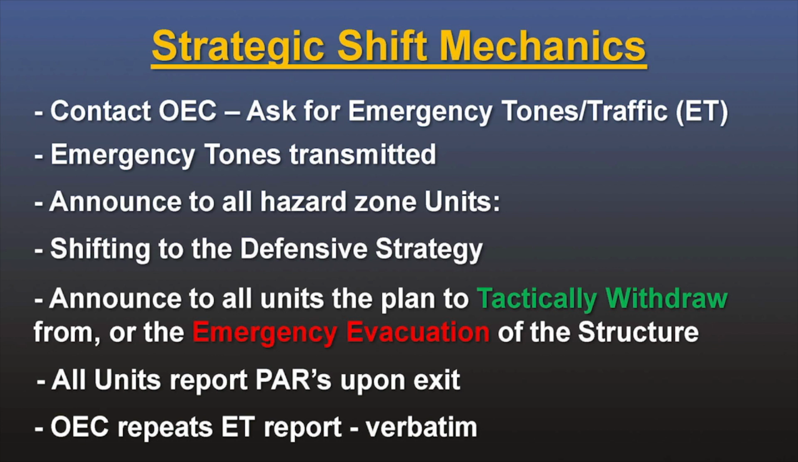Tactical withdrawal is defined as an orderly withdrawal where interior lines and equipment will be removed and repositioned when changing to a defensive strategy. Emergency evacuation is defined as an emergency retreat where all hose lines and heavy equipment will be left in place and all members in the hazard zone will exit the structure as quickly and safely as possible. A PAR, a personal accountability report, will be obtained for all units exiting the hazard zone after a switch from an offensive to defensive strategy.